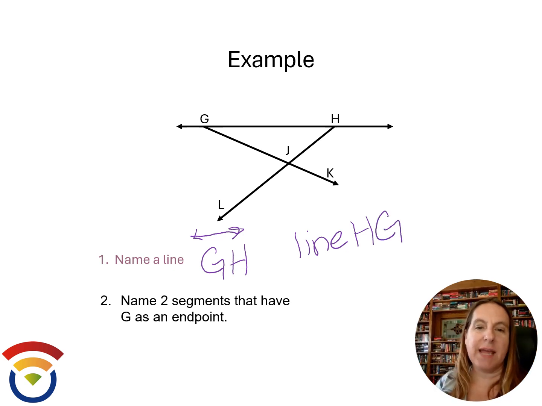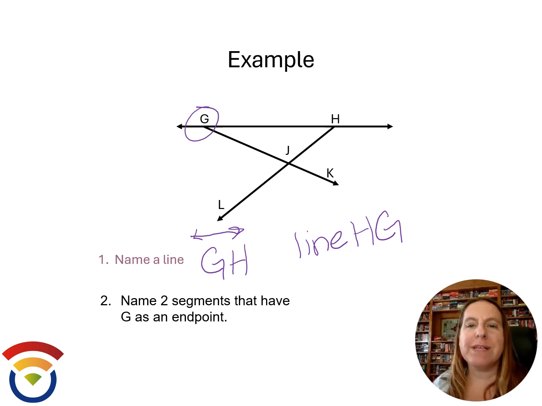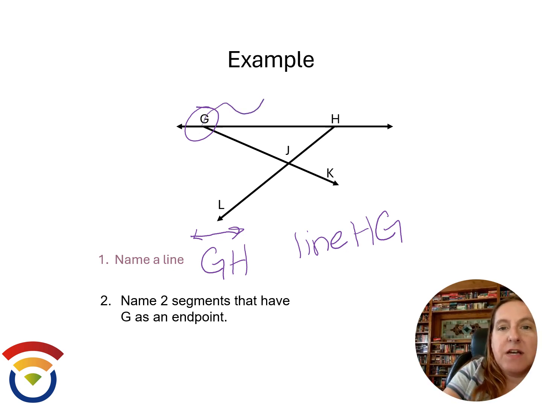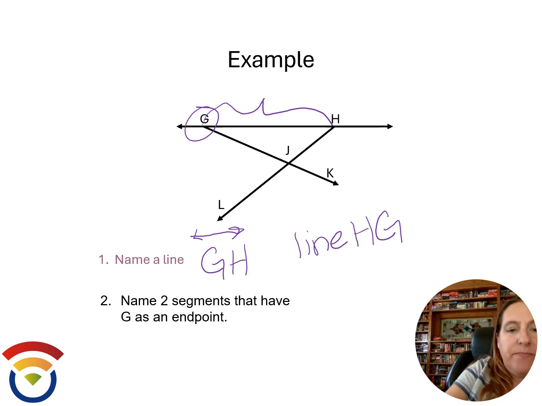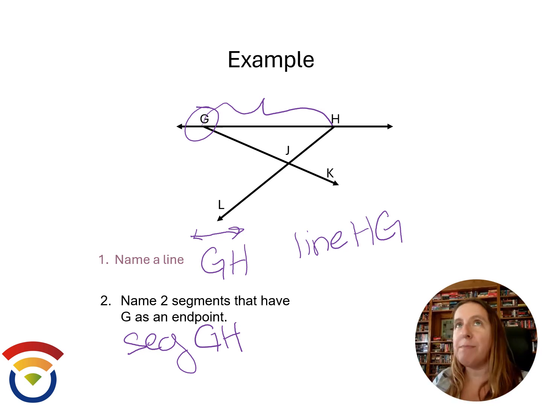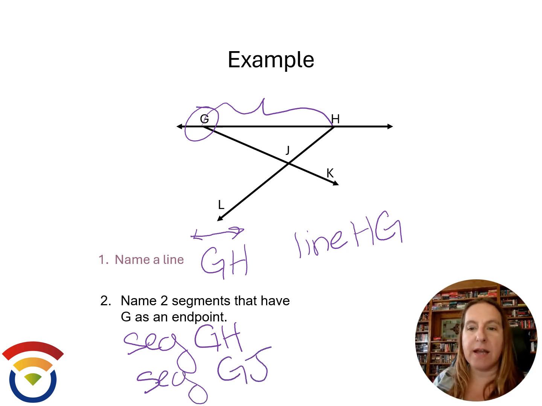The second one says name two segments that have G as an endpoint. Okay, so here is G. Now you'll notice there are a lot of lines or rays that go from G, but I can also focus on the segments. So even though GH was a line, I can also have segment GH. That means I'm starting at G and going through H. I'm not going forever. Or I could say segment GJ. Key thing is I need two letters. G must be one of them.